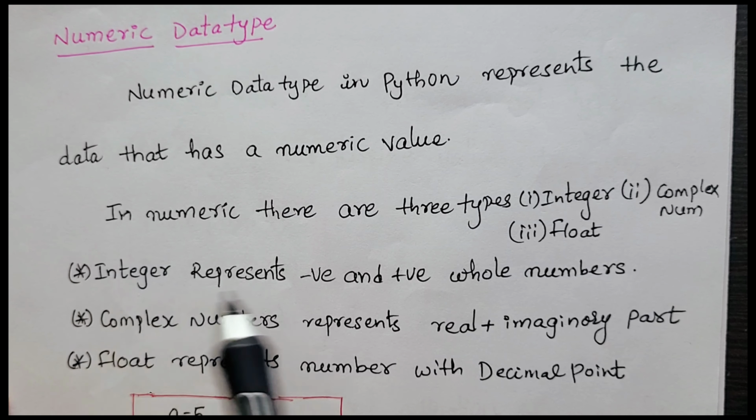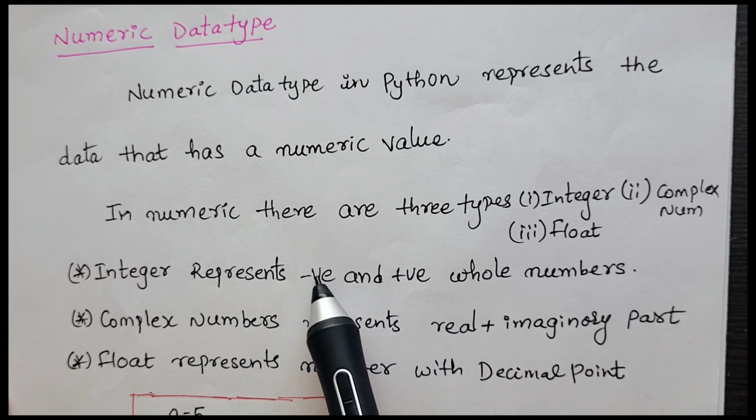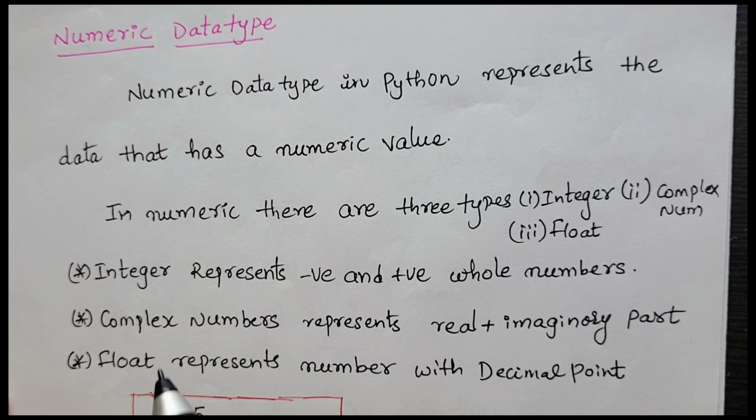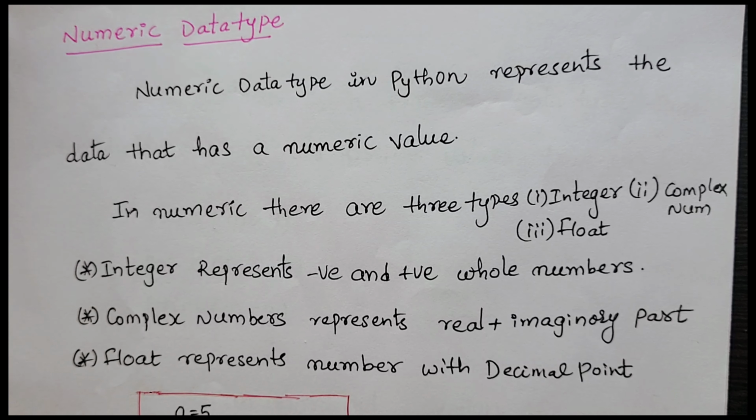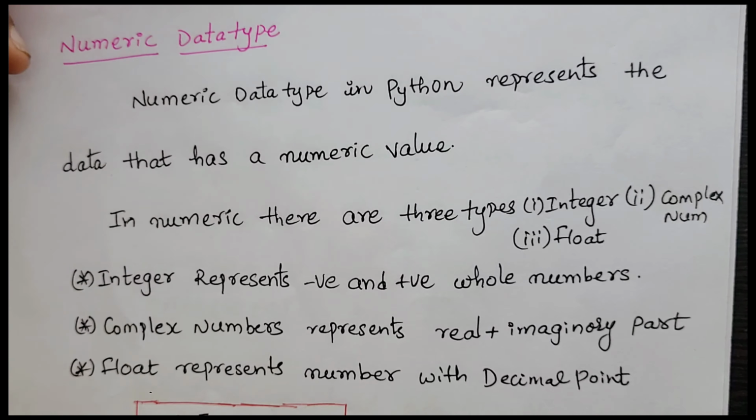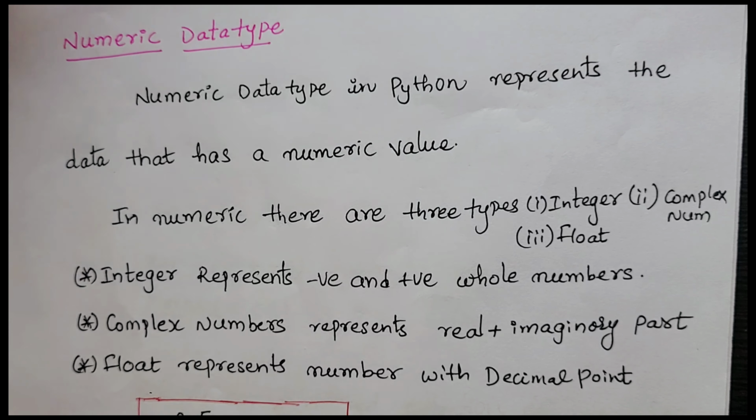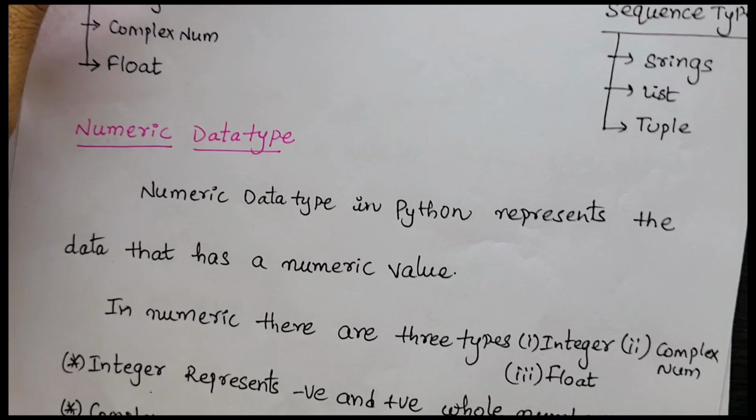What is meant by integer? It is either a positive or negative number, which is a whole number. Complex number represents real plus imaginary. Float number is represented with a decimal point. So integer is a whole number, float is a number with a decimal point. This is called the numeric data type. In the numeric we have three types: first one is the integer, second one is the complex number, and third one is the float.